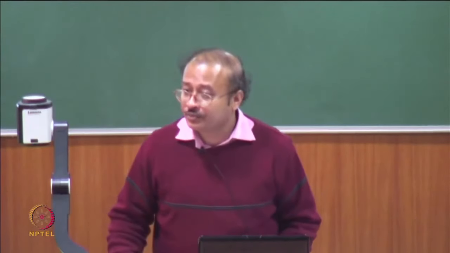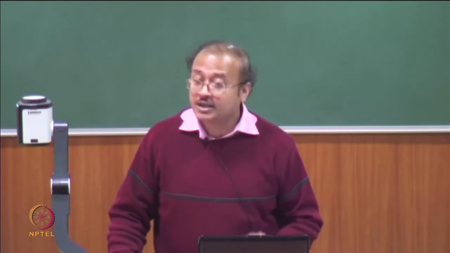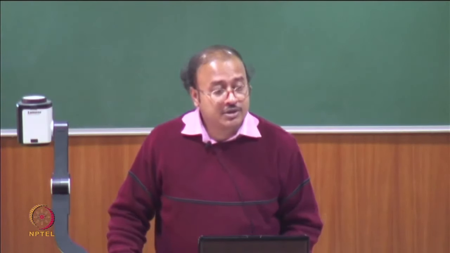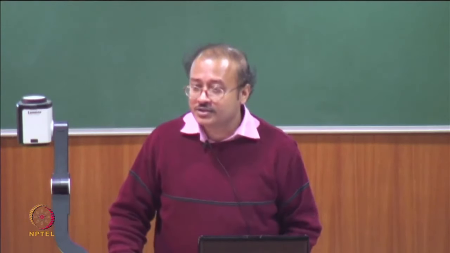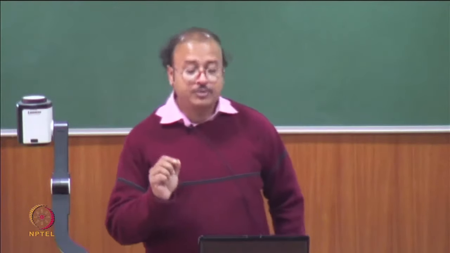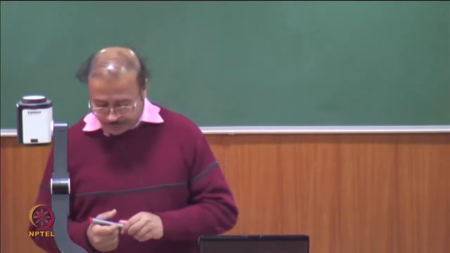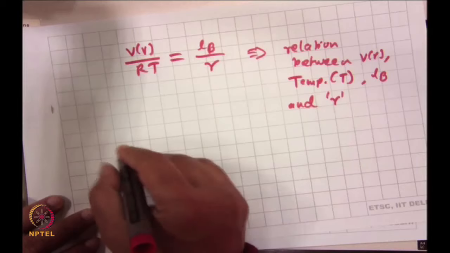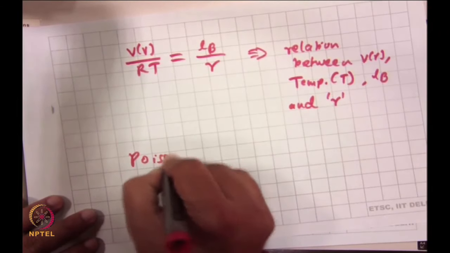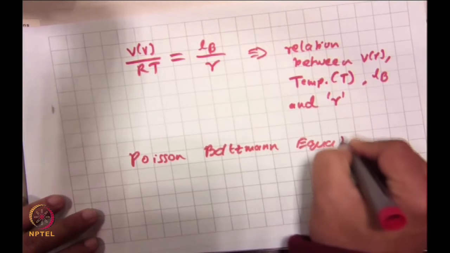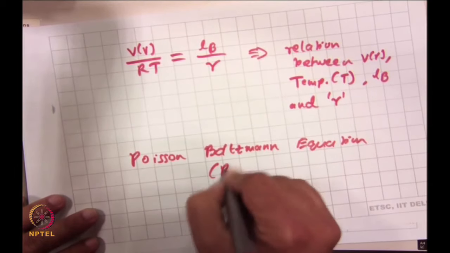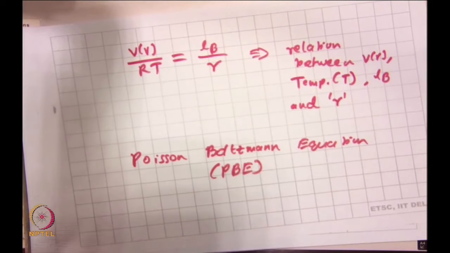So I will stop here for today. You guys think about this Gerum length. Next day I will start with a little more of these electrostatic interactions, and I will give you a flavor of what people do. We will introduce something known as the Poisson-Boltzmann equation. PBE is short form.